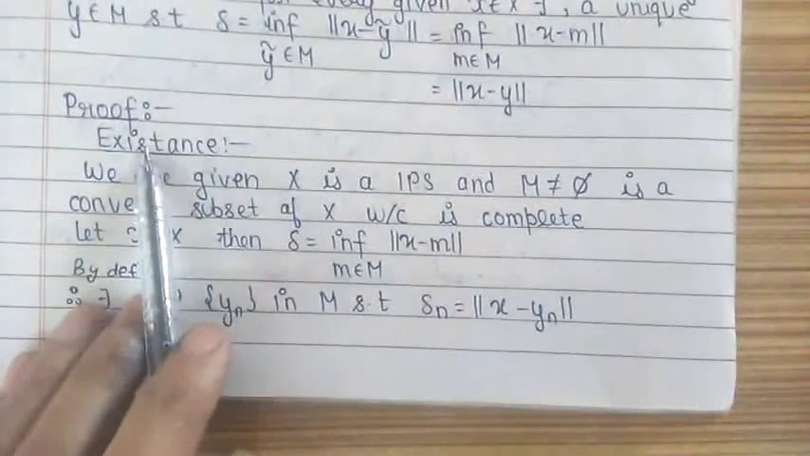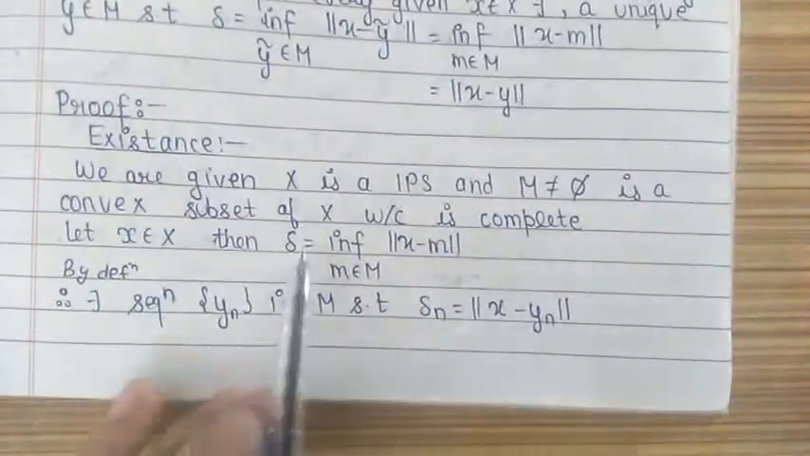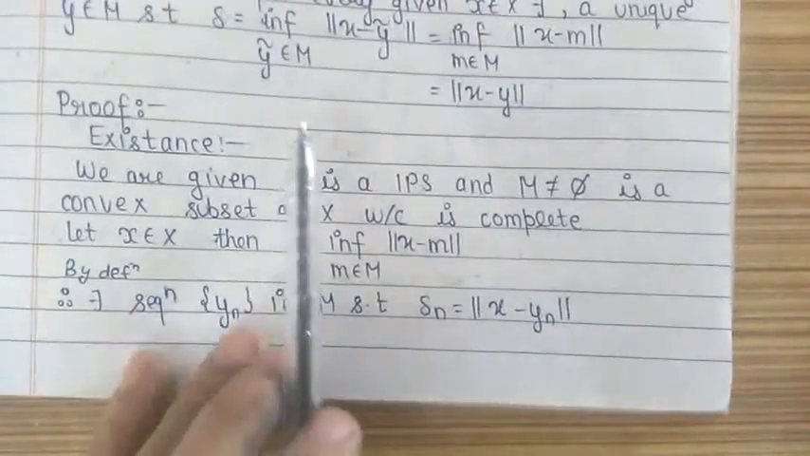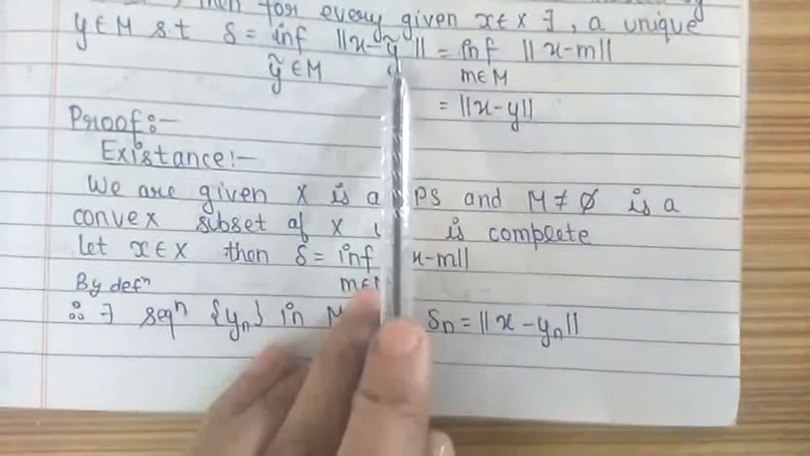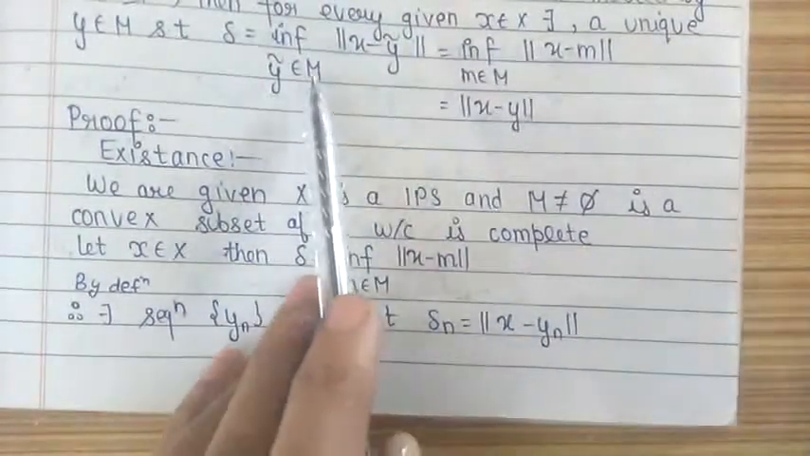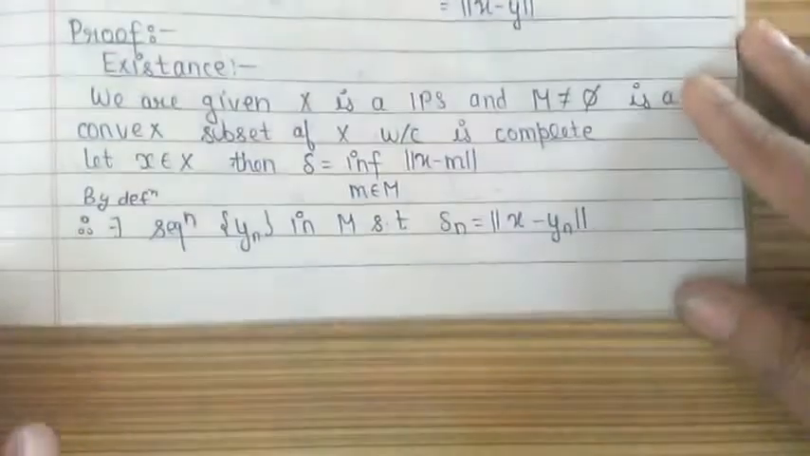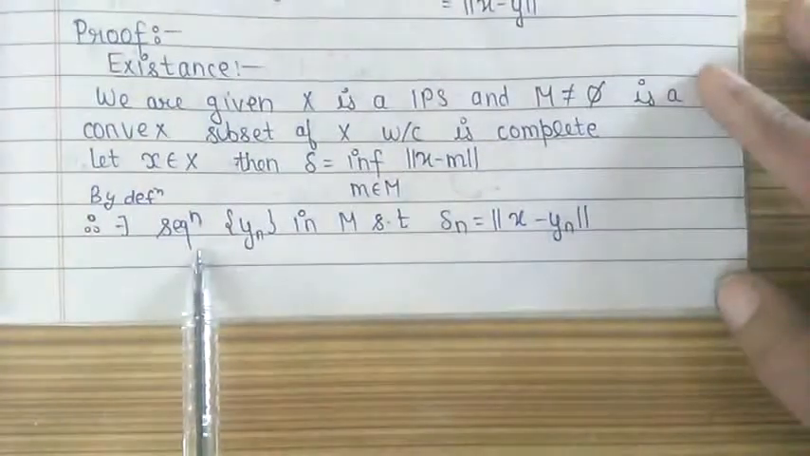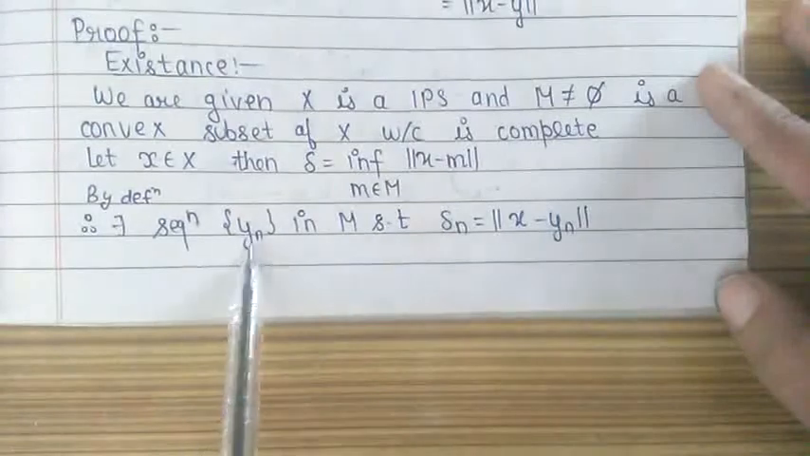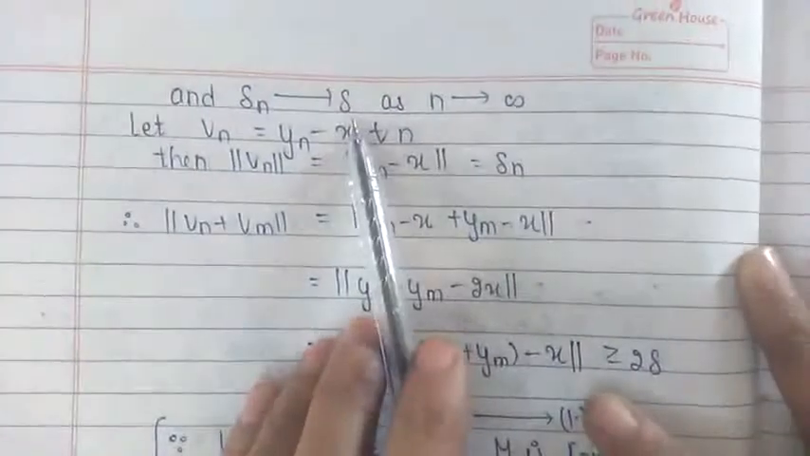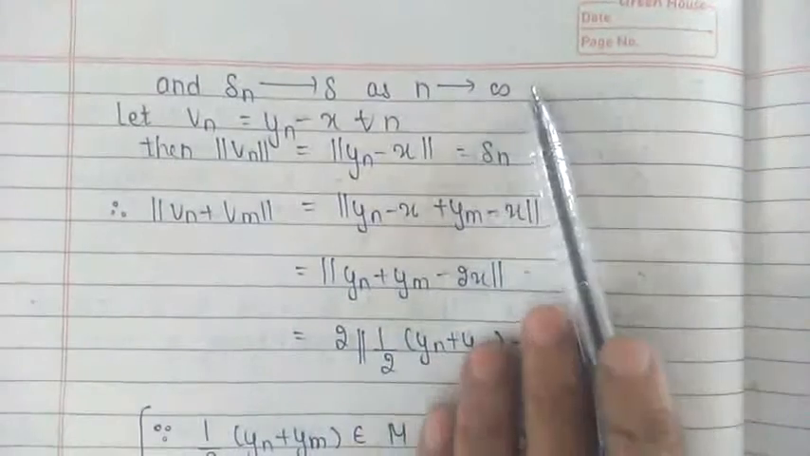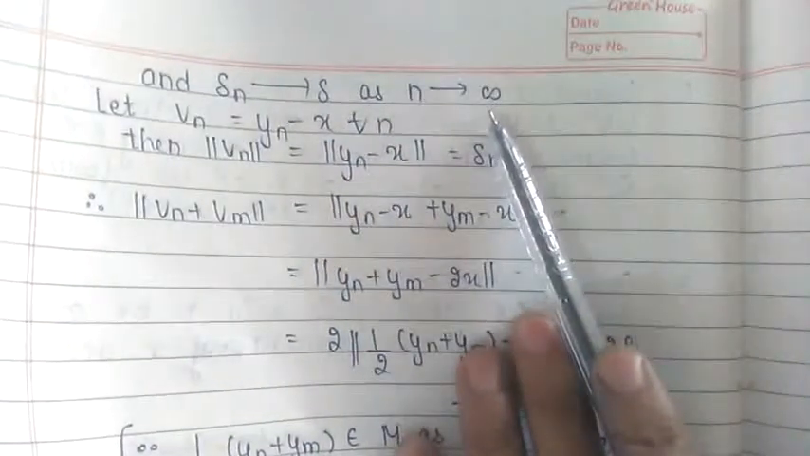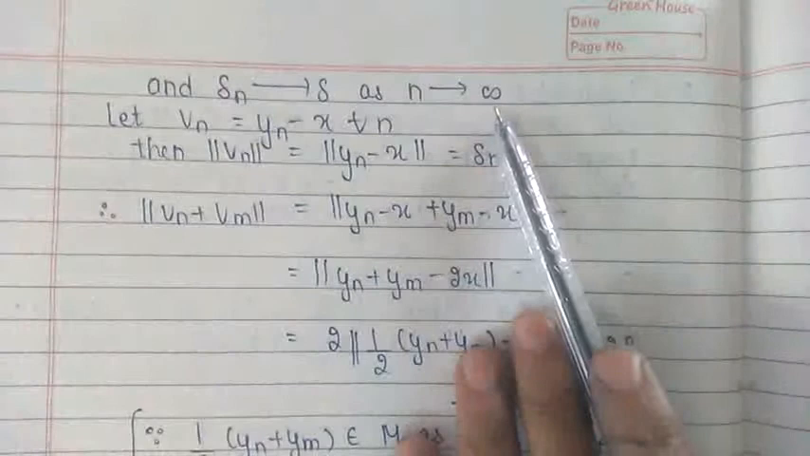So in order to prove the existence, let us start from the definition of delta. Now what is delta? Delta is the infimum of the distance of x from all the elements of the set M. So by definition of infimum, there will exist a sequence yn in M such that delta n converges to delta as n approaches infinity, where delta n is the norm of x minus yn.